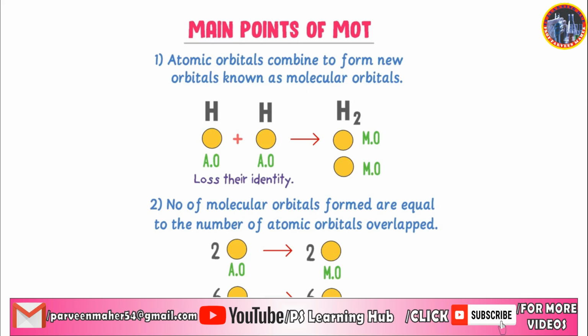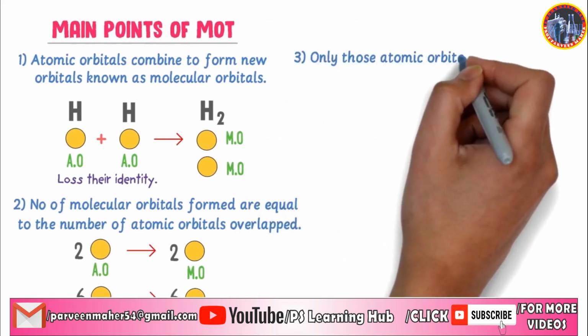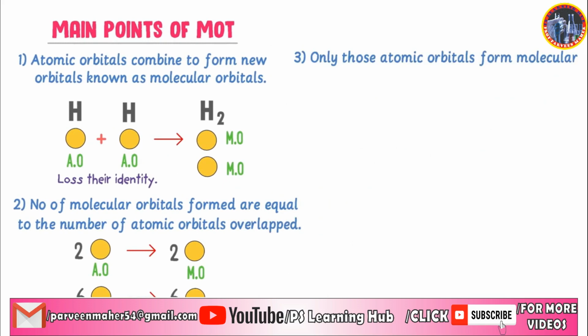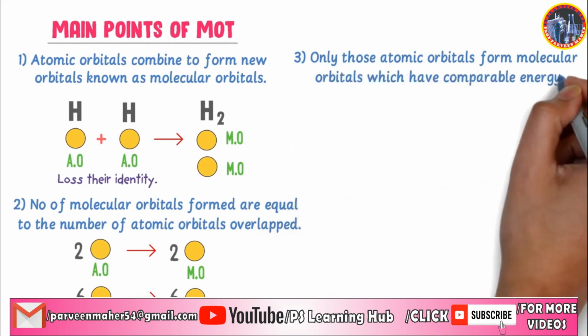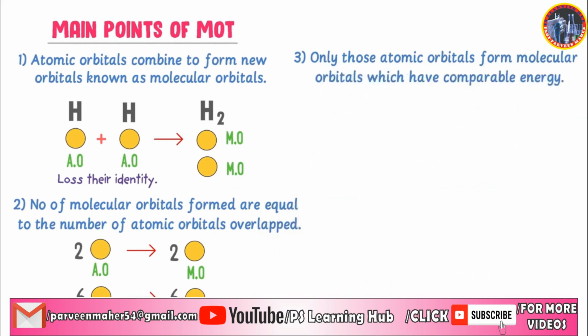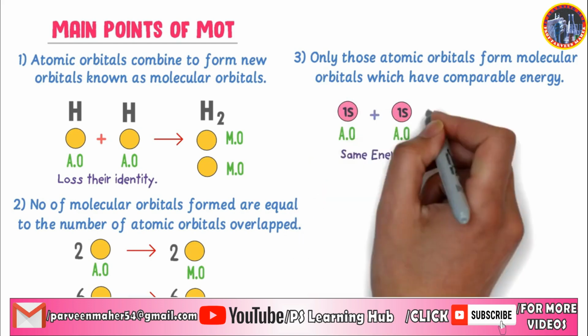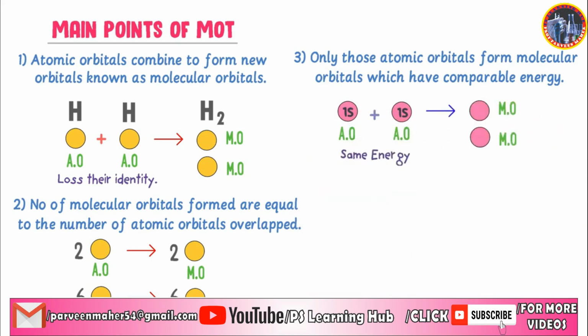The third point of MOT states that only those atomic orbitals combine together to form molecular orbitals which have comparable energy. For example, consider 2 1s orbitals. Both these atomic orbitals have the same energy. So both these atomic orbitals overlap to form 2 molecular orbitals of 1s.